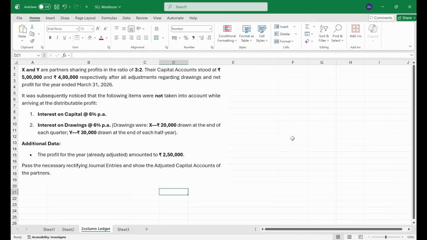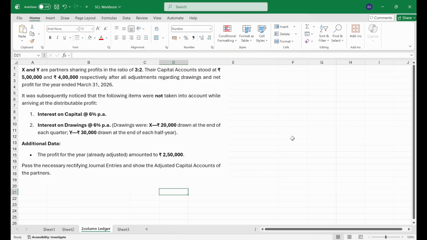X and Y are partners sharing profits in the ratio of 3:2. Their capital accounts stood at rupees 5 lakhs and 4 lakhs respectively after all adjustments regarding drawings and net profit for the year ended 31st March 2026. It was subsequently noticed that the following items were not taken into account while arriving at the distributable profit.